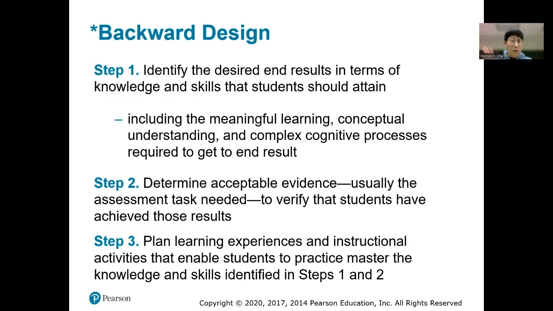After thinking about these goals and the expected accomplishment, in step 2, we determine acceptable evidence, because we need some kind of evidence to see if the students have accomplished the goals or not. And this is when the assessment comes in, like formative assessment or summative assessment, to verify that students have achieved those results.